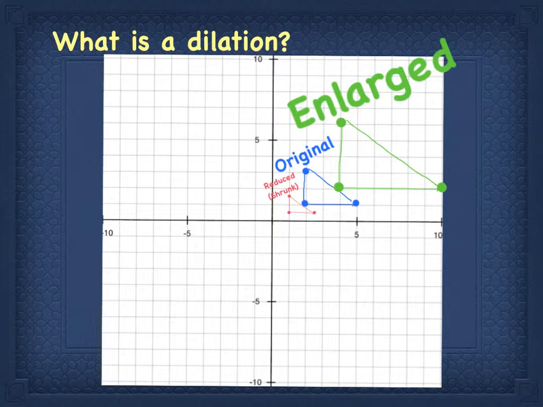Well, you're looking at them right here. The blue is the original, and you can see that the green one has been enlarged, and the red one over here has been made smaller. So how have these two transformations been made? Well, I can't just tell you that. We're going to take a little journey together and explore how those transformations were created.